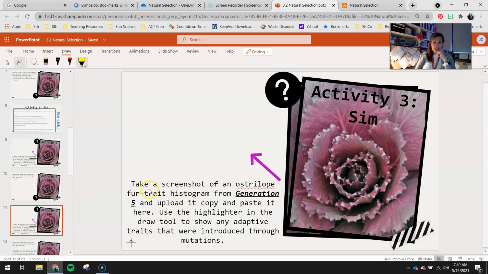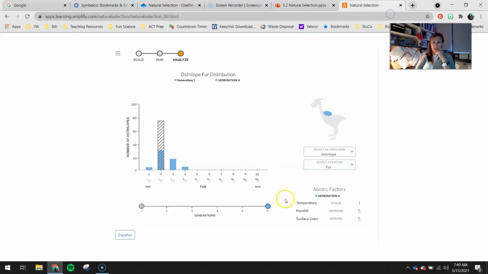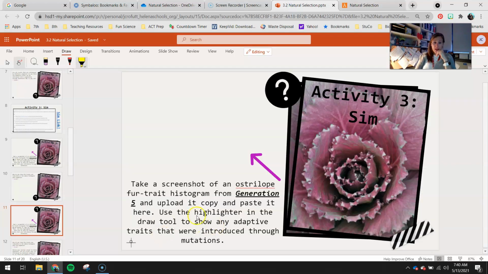And then you're going to take a screenshot of the Australope fur trait histogram for generation 5 and upload it and paste it here. So you will need to drag that slider until you have a 5. Just kind of like that. Use the highlighter in the draw tool to show any adaptive traits.